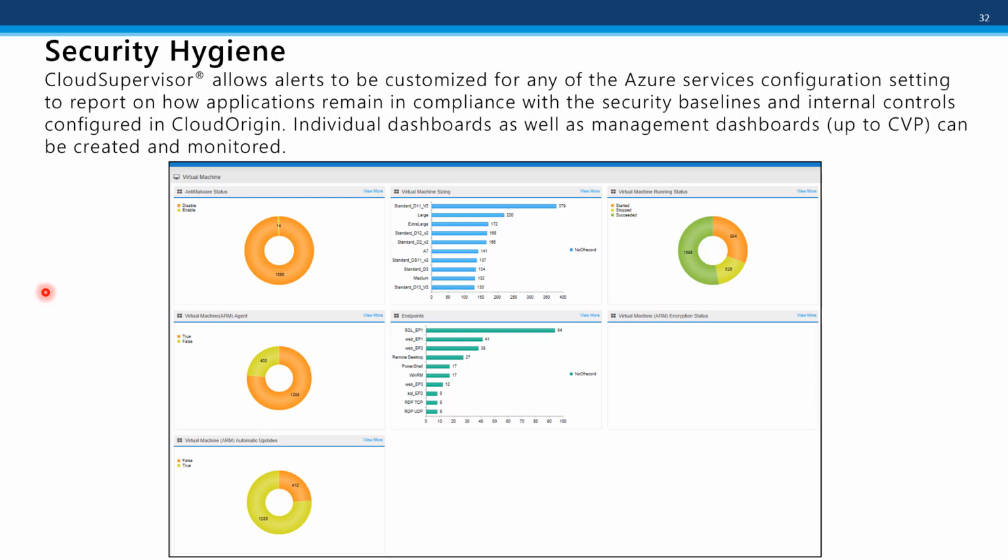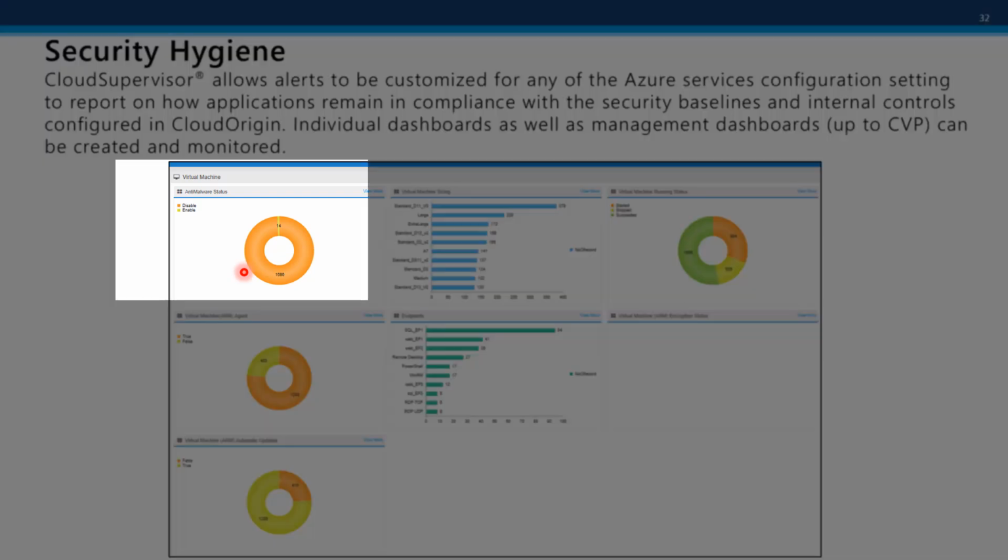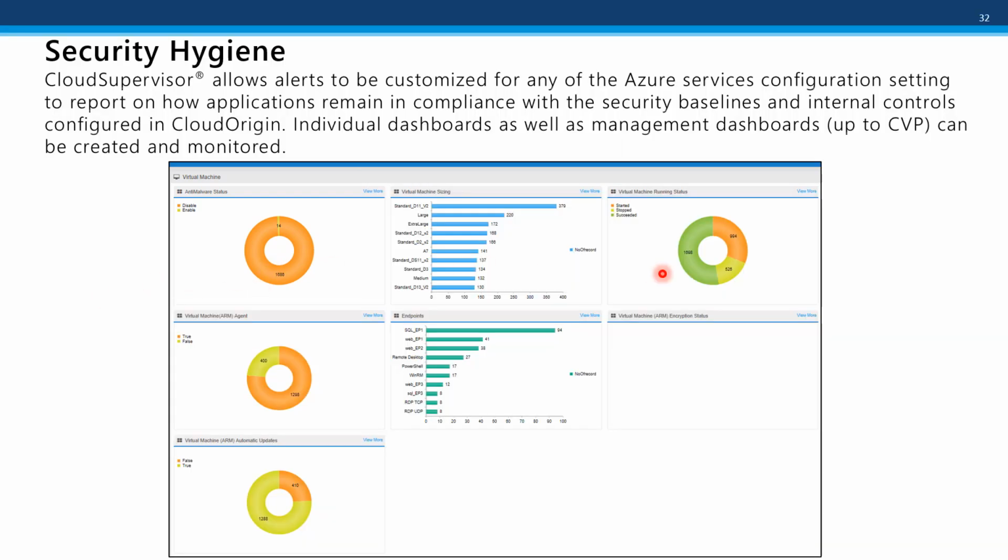This report is what we call our focus dashboard, and it allows you to focus in quickly on security hygiene. In the Cloud Origin knowledge base, you're able to configure particular configuration settings that are important for your environment. For example, in this case, we have a screenshot of an environment showing anti-malware status, and you can see that in this environment, most of the VMs have anti-malware status disabled. So clearly this is a potential area of concern.